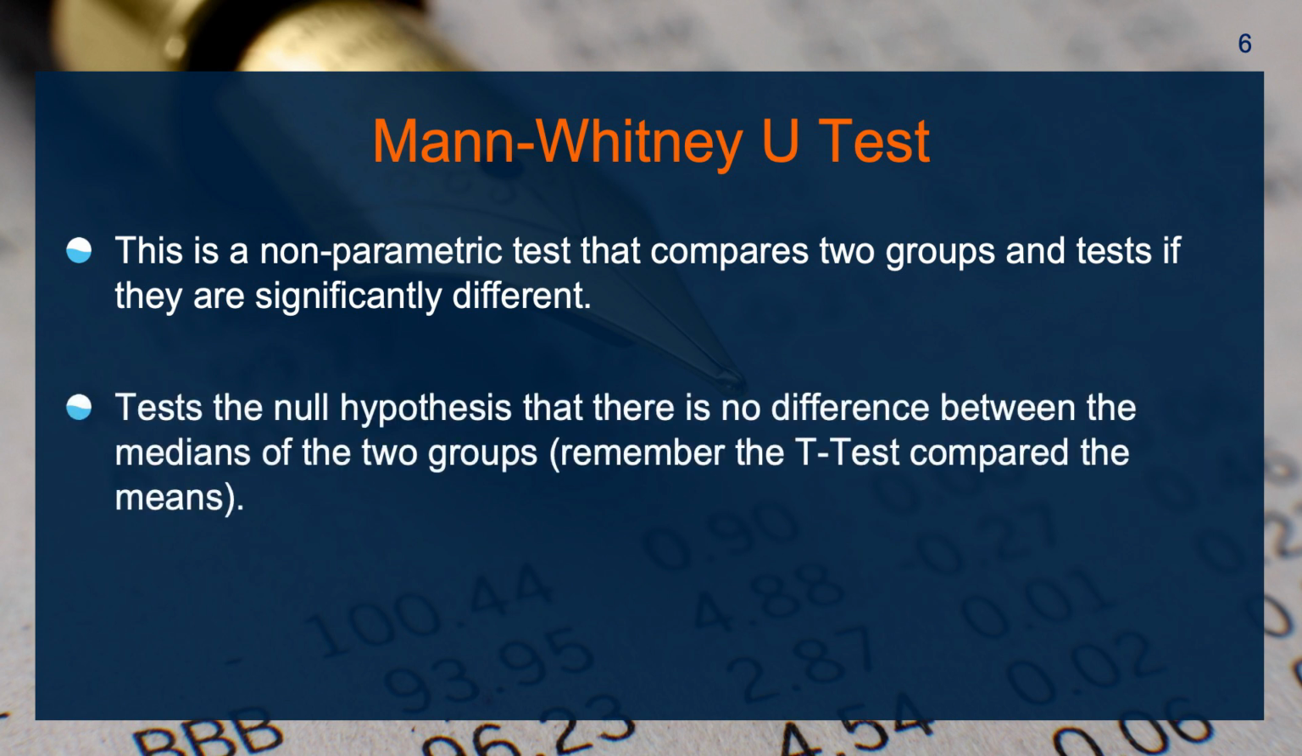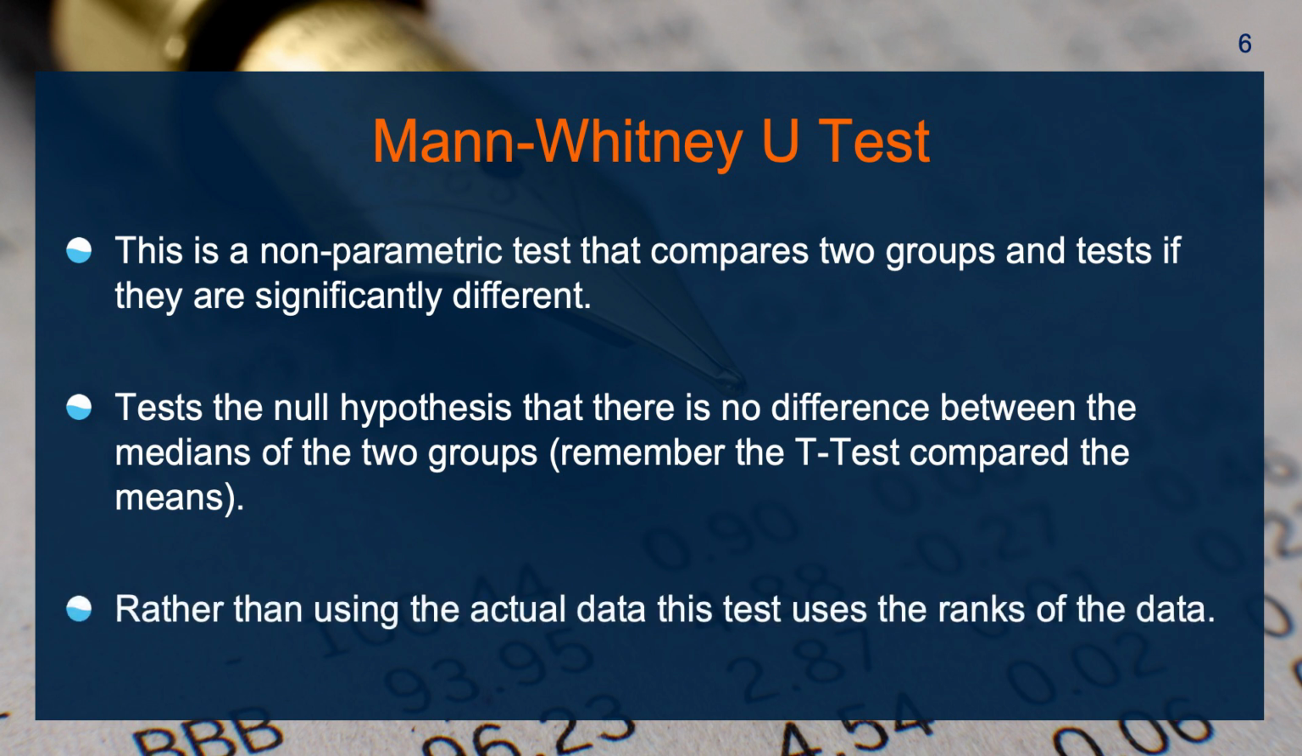Again, similar to how the t-test works, it tests a null hypothesis that there is no difference between the medians of the two groups. The t-test, if you remember, compared the means of the groups. The critical difference is how the Mann-Whitney test achieves this, which is that it uses ranks of data rather than the actual numerical values of the data.